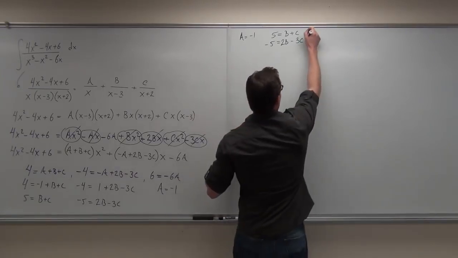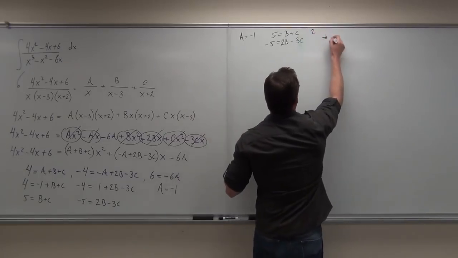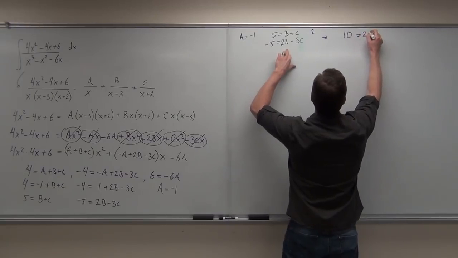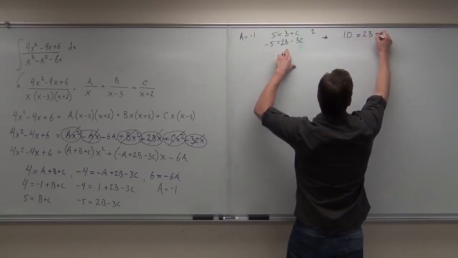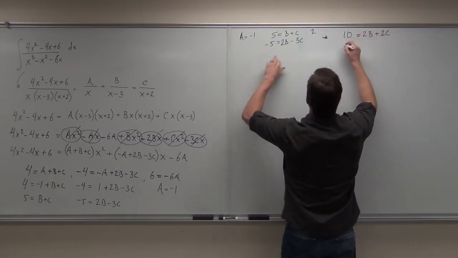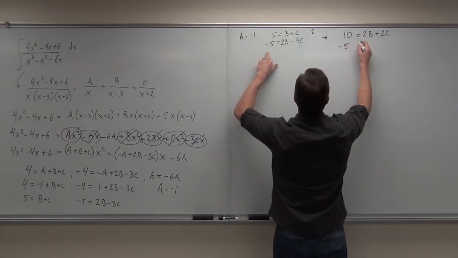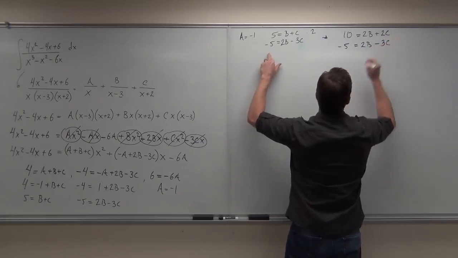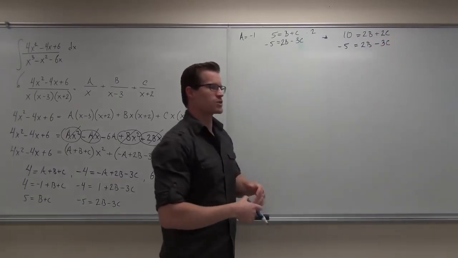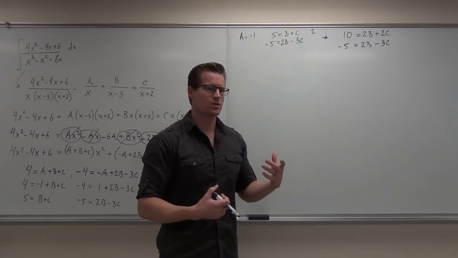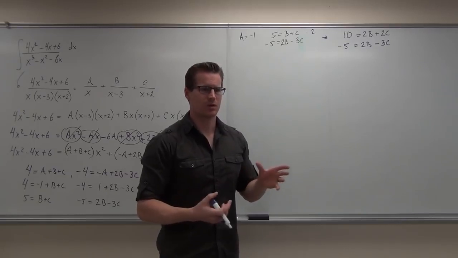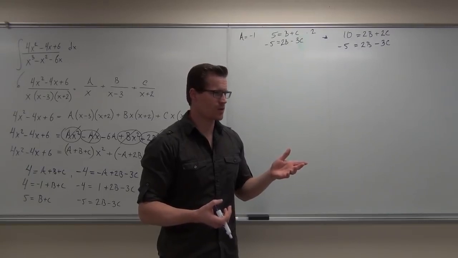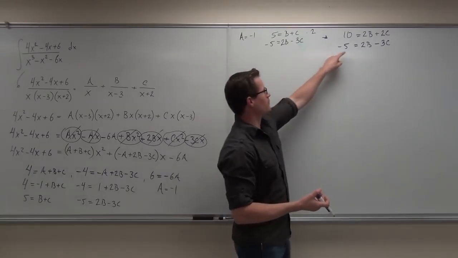In our case, we're going to multiply this by 2. Therefore, we get 10 equals 2b plus 2c. And then negative 5 equals 2b minus 3c. If you do that, you'll just have to subtract them. If you multiplied by negative 2, you would add them. It doesn't matter which way you do it, okay? I'm going to choose to subtract them because I'm going to get positives. Are you with me on this? You guys okay with that so far?